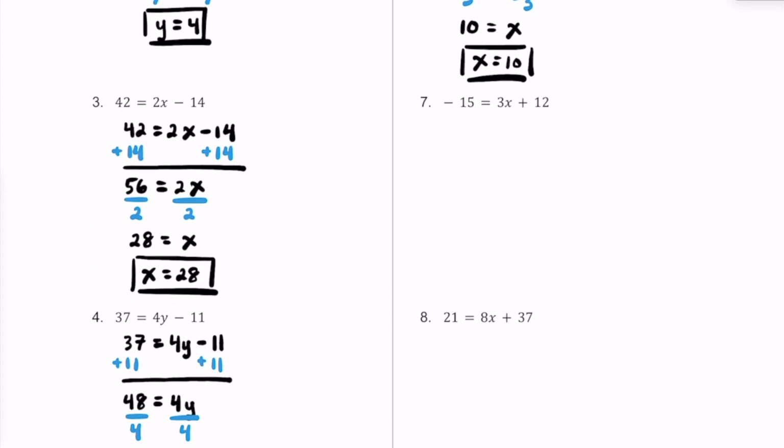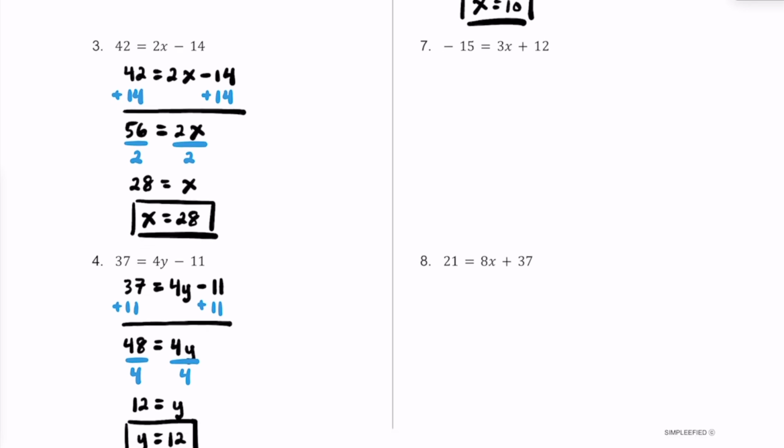All right, for number 7, it looks like we have negative 15 is equal to 3x plus 12. So to start, the inverse of adding 12 is going to be subtracting 12. Let's subtract 12 from both sides of the equation. On the left side, this negative 15 minus 12 is going to be negative 27. And on the right side, we just have this 3x. The 12 minus 12 becomes 0.